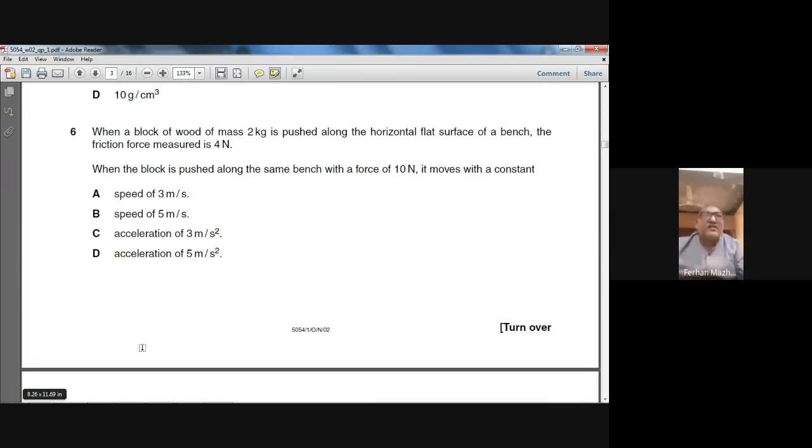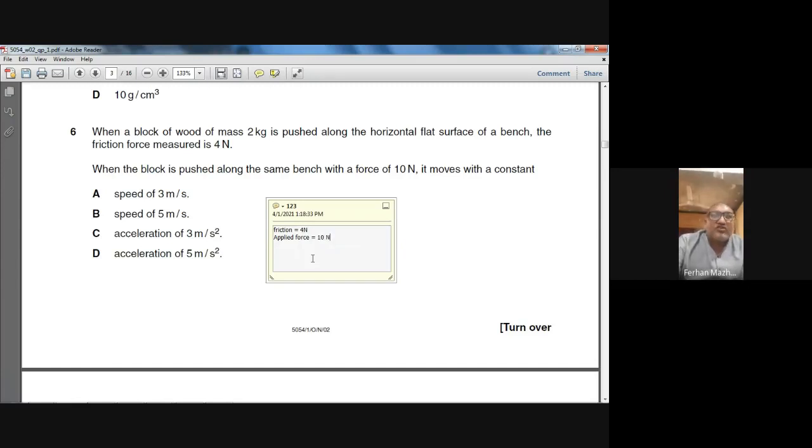So the friction is 4 Newton. When the block is pushed along the same bench, okay. So let me find out the resultant force first. I know the force of friction, that's 4 Newton. The applied force, the force you applied, is equal to 10 Newton. So the resultant force will be the applied force 10 Newton minus the friction force. So the resultant force will be only 6 Newton.